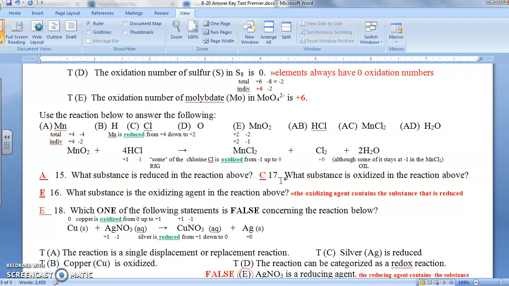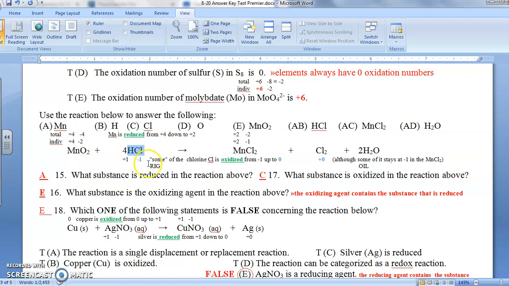If they asked us what the reducing agent was, and they didn't, what is the reducing agent? Well, the reducing agent contains the substance that was oxidized. Here, chloride was oxidized into chlorine. So HCl would be the reducing agent.